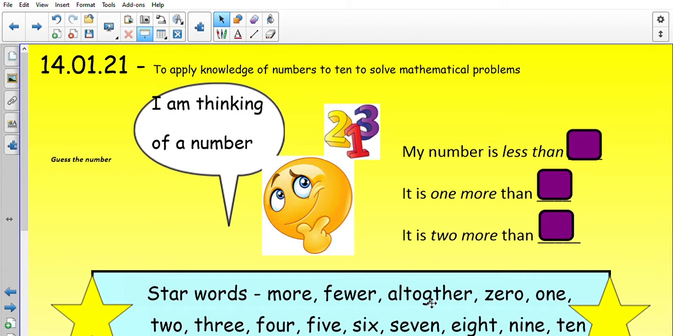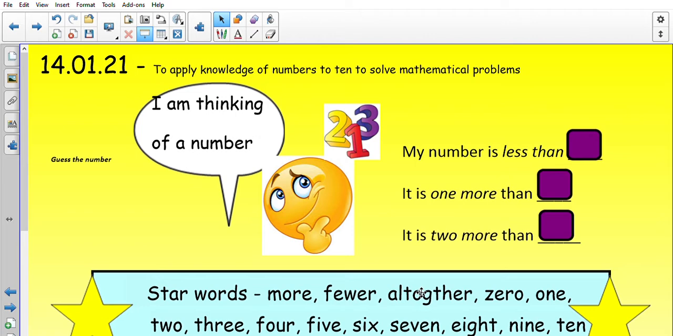Now, our star words, we've got lots of number words today because we're thinking about numbers and solving problems, aren't we? So our first star number word is 0, beginning with a Z. Look, there it is, 0. And then 1, 2, 3, 4, 5, 6, 7, 8, 9, and 10. Well done. So when we're solving our problems today using our numbers 0 to 10 and using our words more, fewer, all together. So let's see how we get on.